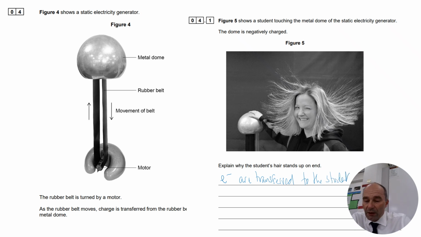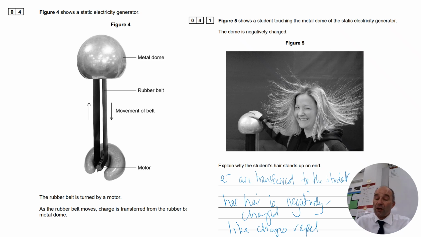Now, this means her hair is negatively charged. So if all the hair is negatively charged, like charges repel, meaning that her hair is trying to get away from the hair that's next to it. That's why it stands up on end. And there's your 3 marks.